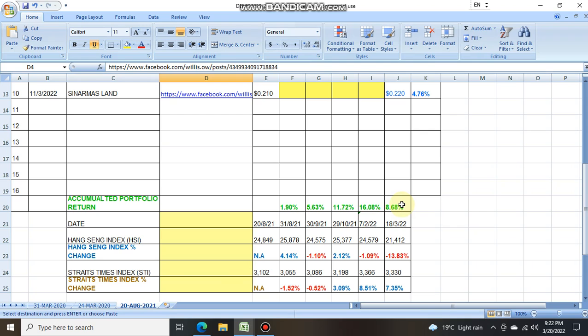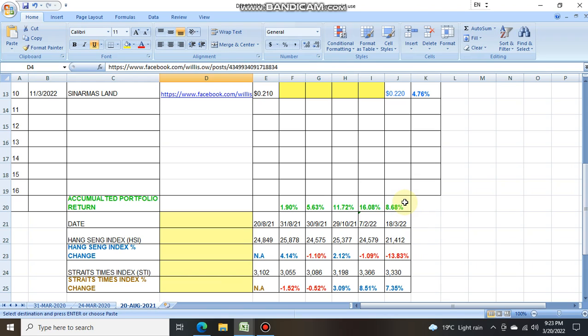Because all the stocks here are included from both SGX and the Hang Seng Index, of course we need to compare with these two indices to see how the CIT portfolio fares. For the Hang Seng Index, when it started on 20th of August 2021, it was at 24,849 points. As at 18 March, which was last Friday, it was trading at 21,412 points. So basically the Hang Seng Index has depreciated by 13.83% versus the CIT portfolio of 8.68%.